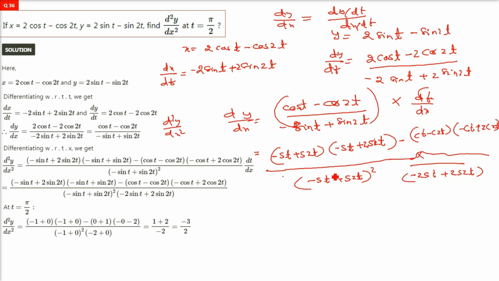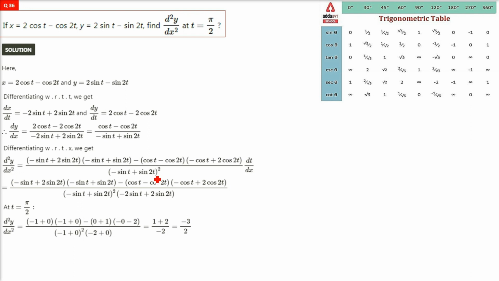What you have to do is, you don't have to solve anything right here. No multiplication, nothing. Just place t equals pi by 2. We have already come up to this point, and I showed you this already. I need to tell you what the values are here, because we are not just going to use sin pi by 2 and cos pi by 2. We will be using sin pi and cos pi also, because we have sin 2t and cos 2t also.